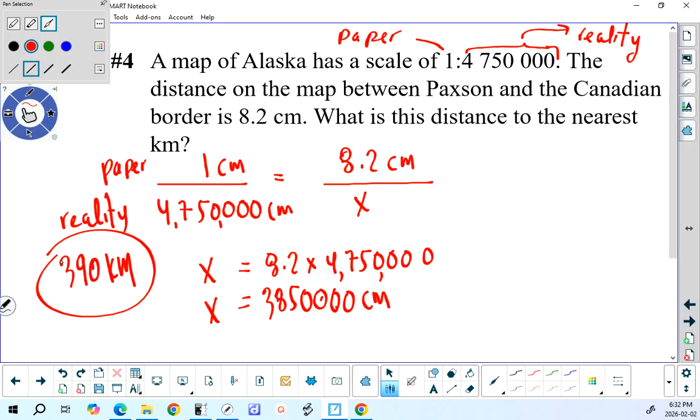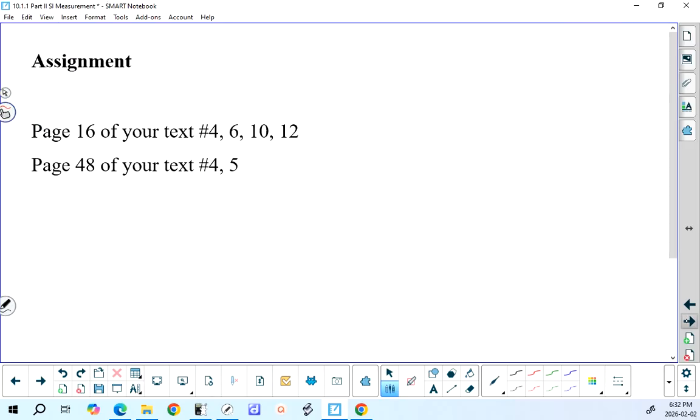And that, I believe, is the end of the lesson. So what did we do today? Well, we worked with some basic equations or formulas, and we learned some math along the way. We just built those math muscles up a little bit more by solving some of these problems. On page 16 of your text, there's 4 problems I would like you to do for practice, and on page 48, there are 2 problems.